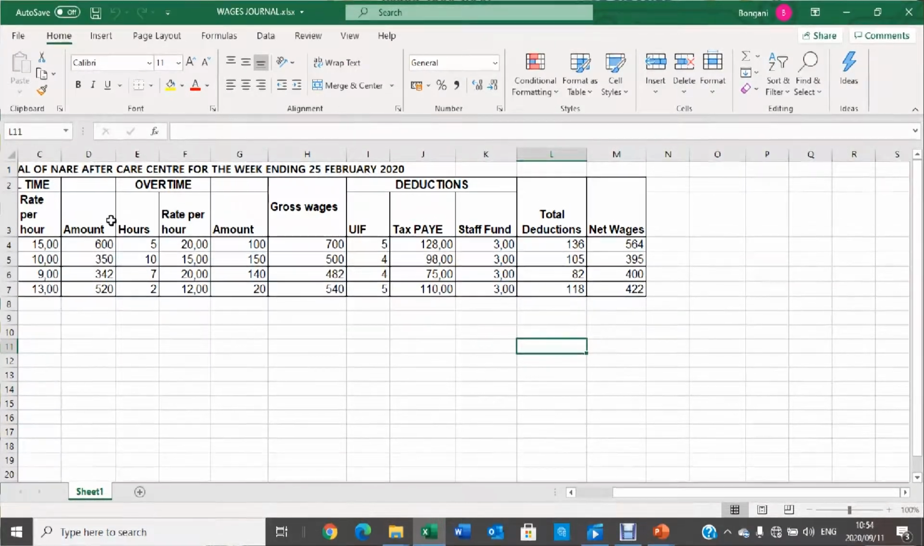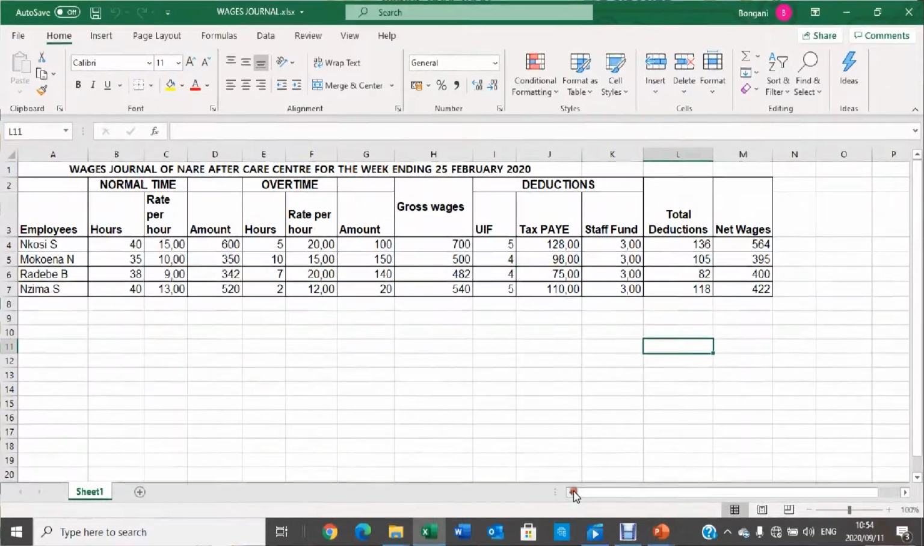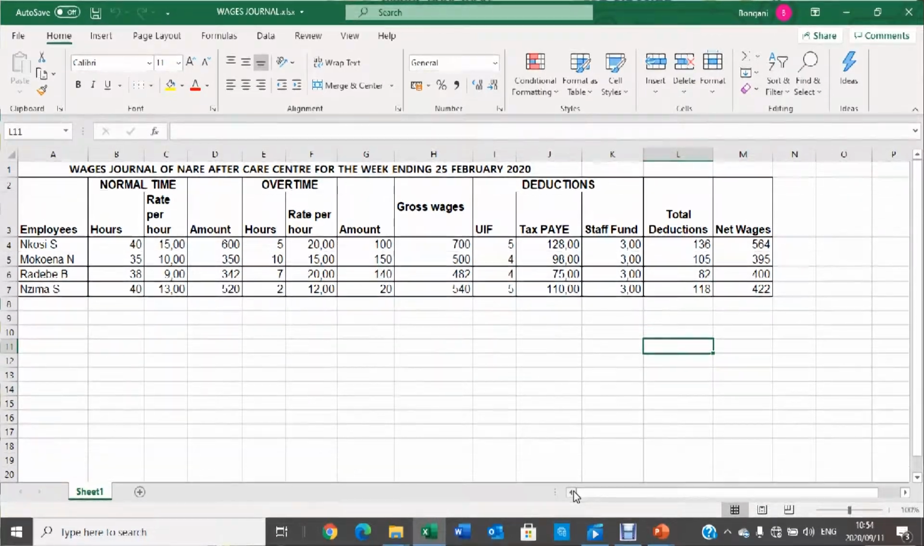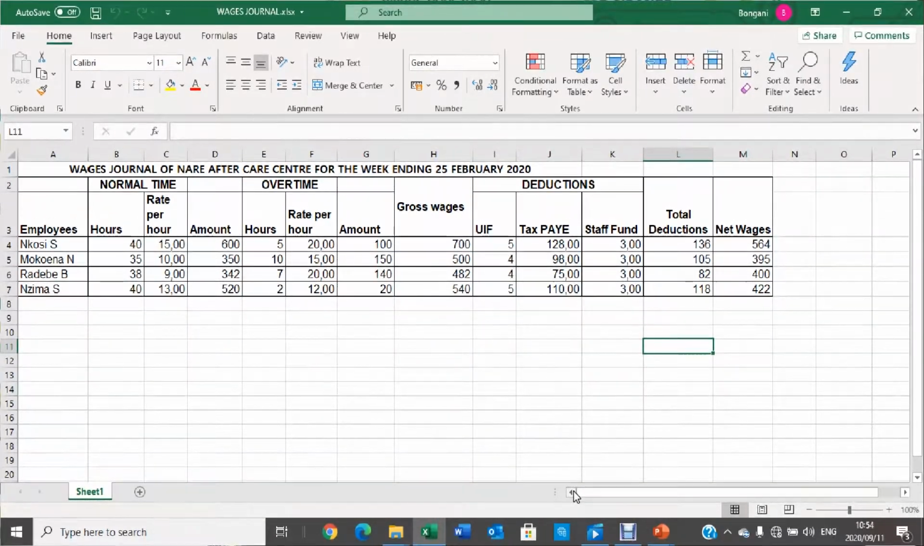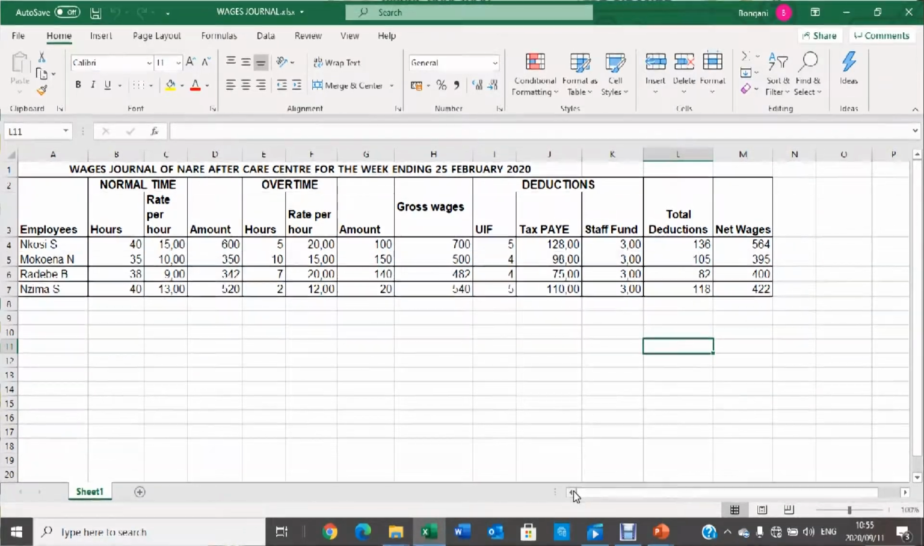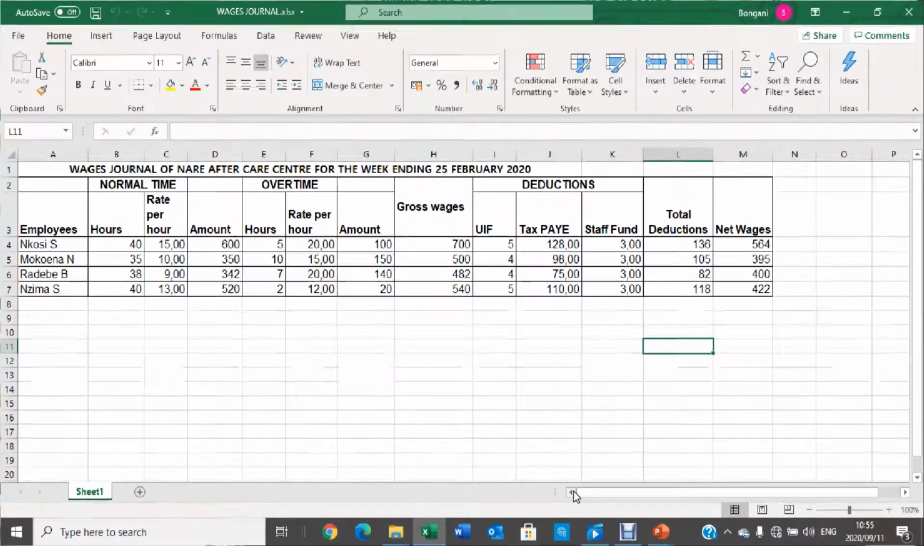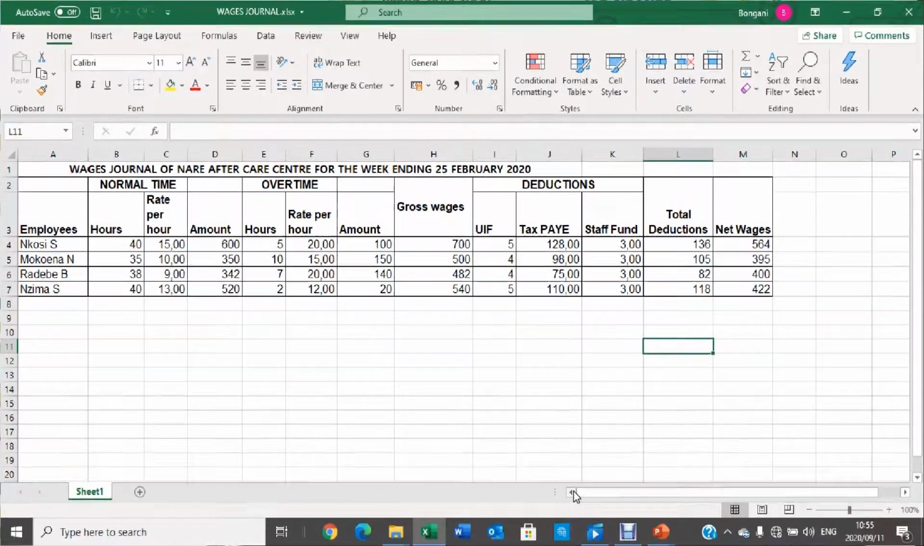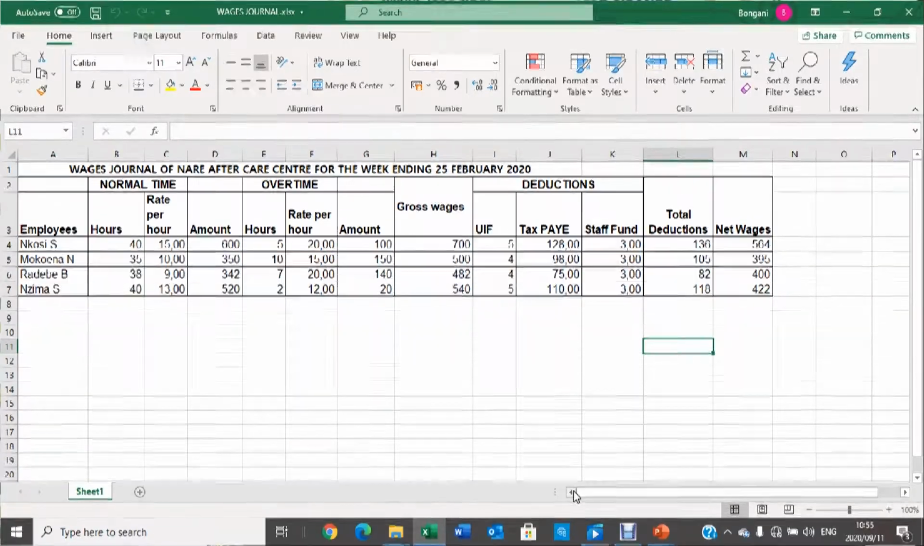So this is an example of a wages journal that we are having. We have the wages journal of Nare Aftercare Center for the week ending 25 February 2020. Under our wages journal, we have normal time. Under normal time, there should be stated the names of the employees, which is very important in a wages journal. Our first employee will be Nkosi S, number 2 Mugwena N, Radebe B, and Nzima S.